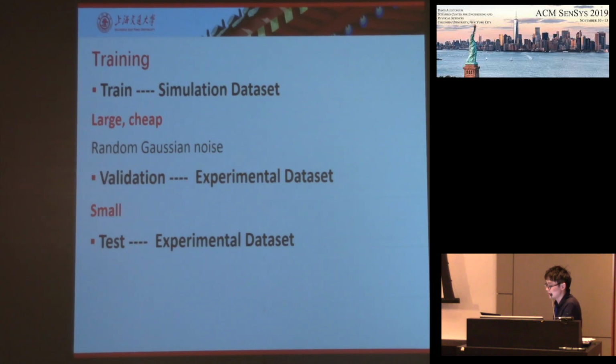We add different random Gaussian noises to the measurement points to imitate the multipath effects, and this dataset is much larger and cheaper. Next, we collect a small experiment dataset to validate and select the neural network. Finally, our localization model is tested on a larger experiment dataset.